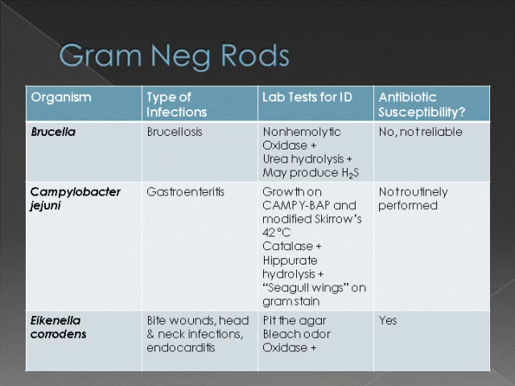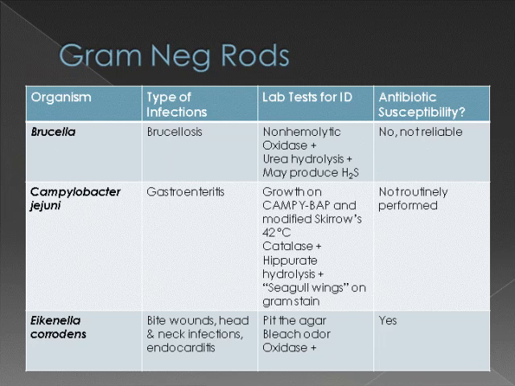Campylobacter jejuni causes gastroenteritis. It is one of those organisms that we screen for in stool cultures. We can detect it by growing it on Campy blood agar and modified Skirrow media. Usually we incubate at 42 degrees Celsius. It is catalase positive, hippurate hydrolysis positive, and appears as seagull wings on the Gram stain. Susceptibility is usually not performed.